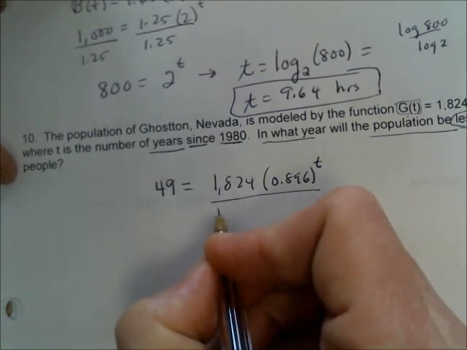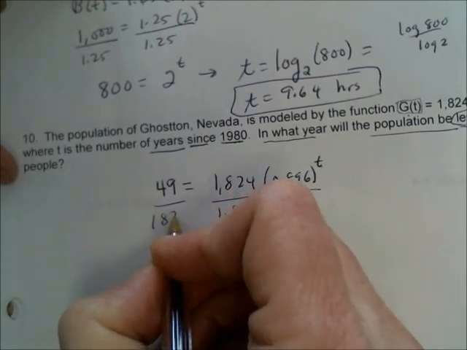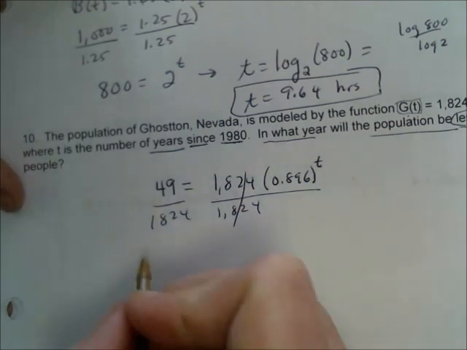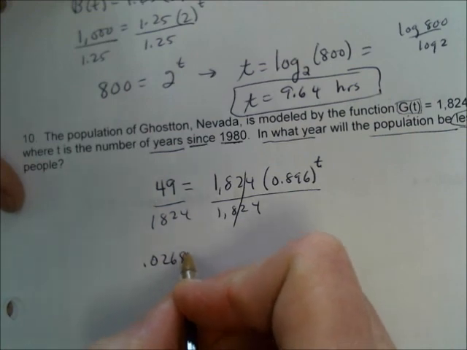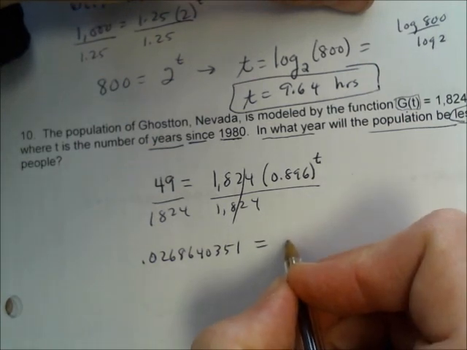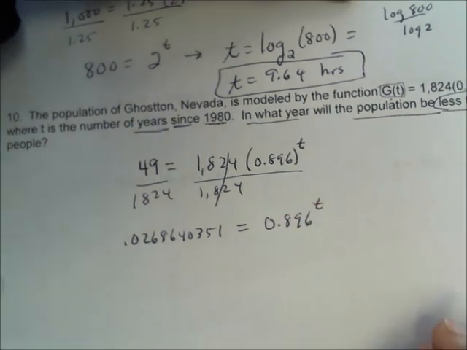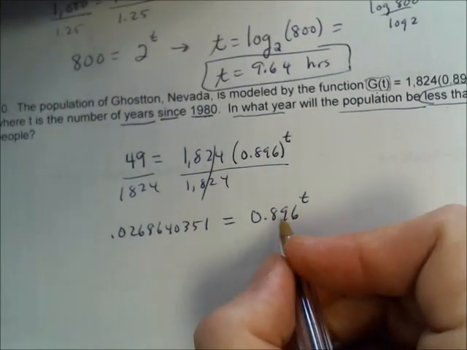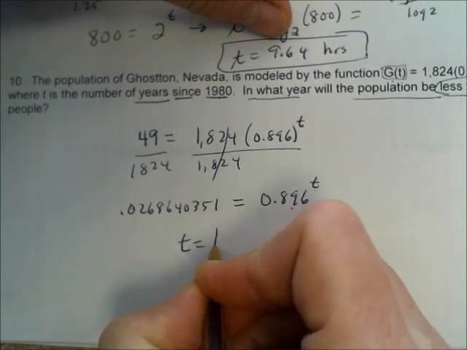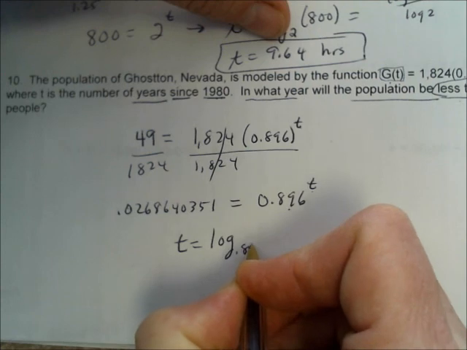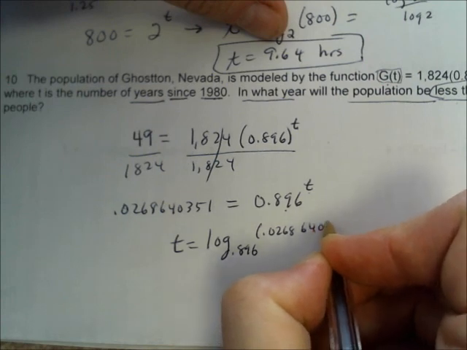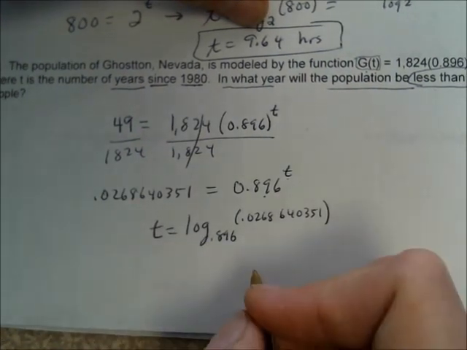So let's divide both sides by 1,824. Let's see, 49 over 1,824 is 0.0268640351. Don't round until the very end. That is equal to 0.896 to the power of t. Now that we have the base by itself with an exponent, we can use logs. t is the exponent on the base 0.896 that's going to give us a 0.0268640351, and it doesn't take long to write this out.